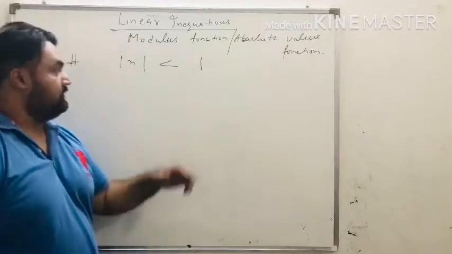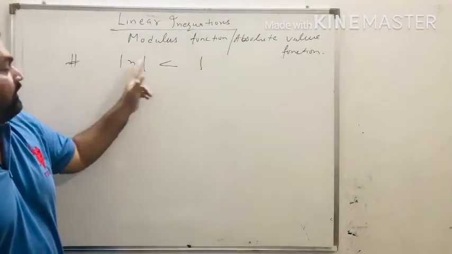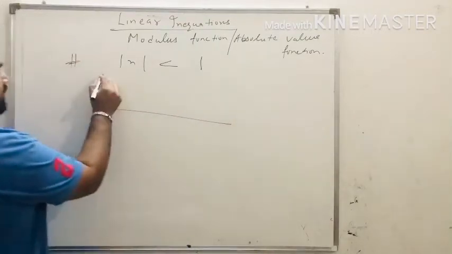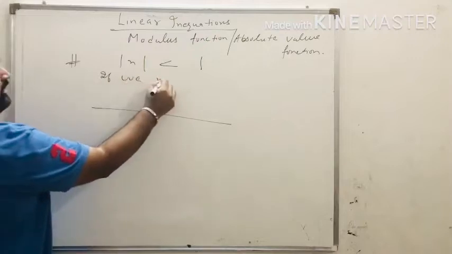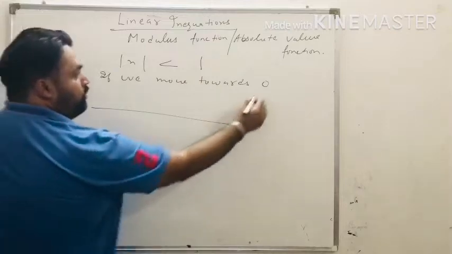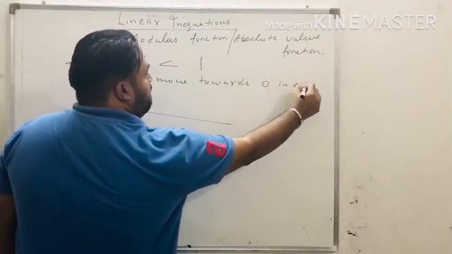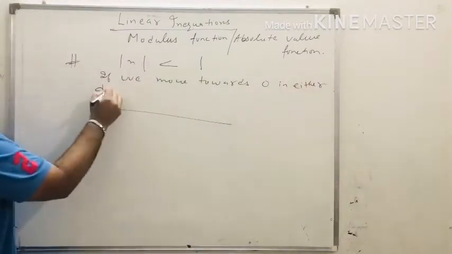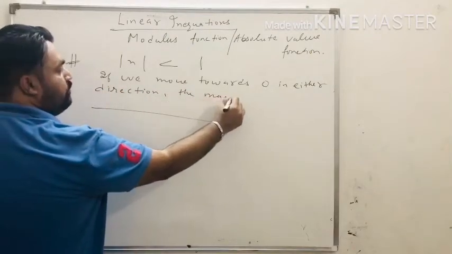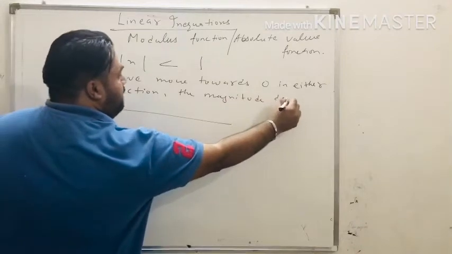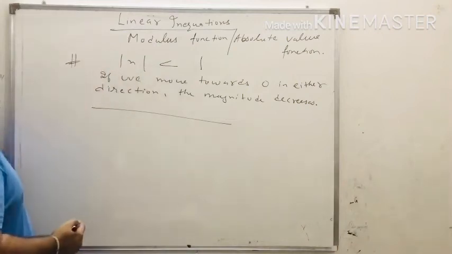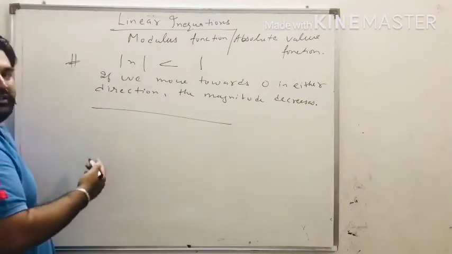The next concept is the sign less than with the modulus function. Now the sign is less than. If we move towards 0 in either direction, the magnitude decreases. So whenever the sign is less than, we always move towards 0.